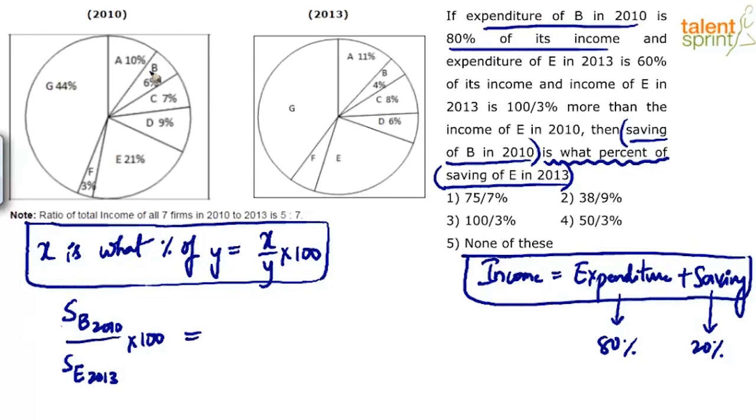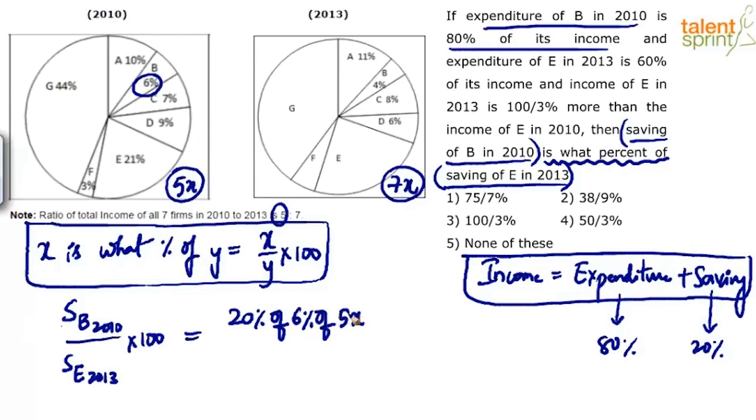Now what is the income of B? Income of B is 6%. This is the income graph, right? The pie charts given to us are for income. So I can say that the saving of B in 2010 is 20% of B's income. What is B's income? B's income is 6% of 5x. Remember, the ratio given is 5:7. So if for this graph the total is 5x, for the other graph the total is going to be 7x. So savings of B in 2010 is going to be 20% of its income. What is the income? Income is 6% of 5x, or simply 5. The x will get cancelled in numerator and denominator. So that's the numerator, 20% of 6% of 5x.